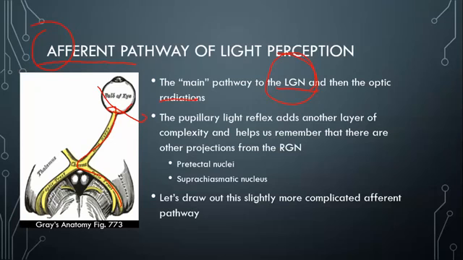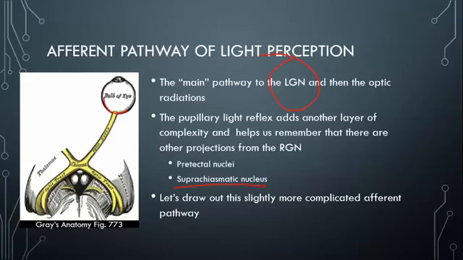But a useful thing about the pupillary light reflex is that it reminds us that that's not the only place the light information goes. Light information doesn't just go from the retinal ganglion cells back into the cortex via the LGN. The light also goes to the pretectal nuclei, which are the important nuclei for the pupillary light reflex, as well as other places like the suprachiasmatic nucleus, which has its own function.